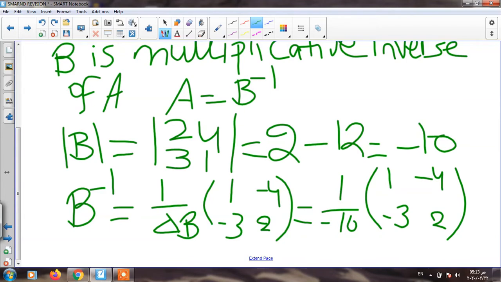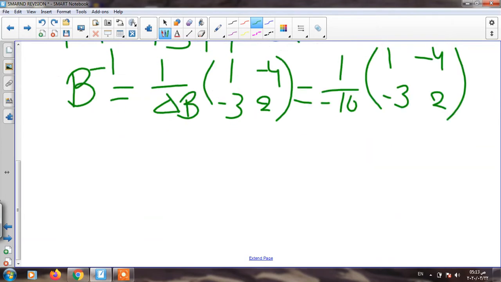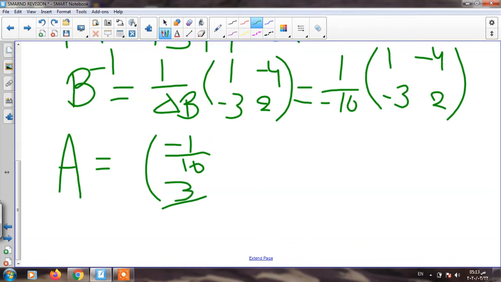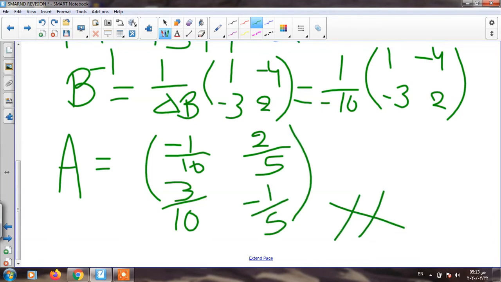Let me distribute then 1 over -10 inside our matrix. Then for A, which is B -1, will be -1 over 10. We multiply -1 over 10 times 1, and times -3. It will be 3 over 10, and the times 4 is 4 over 10. It will be 2 over 5, and here will be -1 over 5. This is going to be our matrix, which is choice number B.